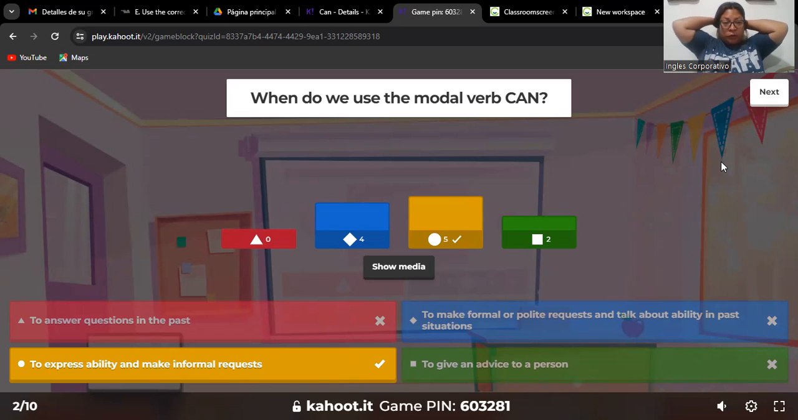Okay, to express ability and make informal requests. Dijimos que podíamos usar can. Can I go to the restroom? Sí, se puede utilizar, pero de una forma más directa. Dijimos, o con alguien con el que tenemos confianza.